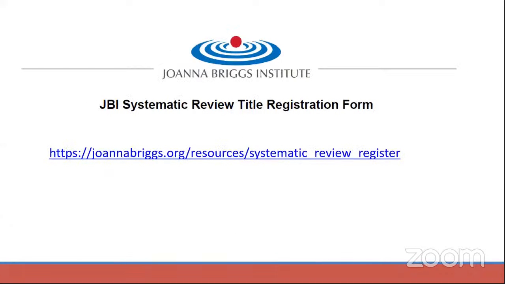Alternatively, you can register just the title of your review in JBI database, but they allow to register only those institutions that are affiliated with them. But they also have a journal called JBI Evidence Synthesis, where you can try to publish your protocol or your whole systematic review. They also publish scoping reviews and other types of reviews.